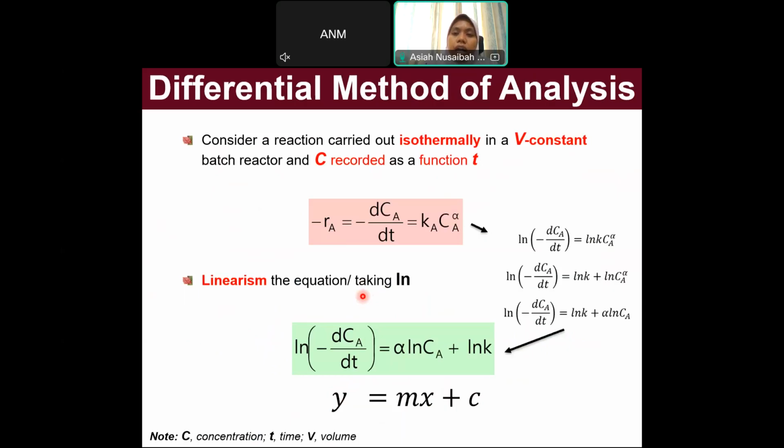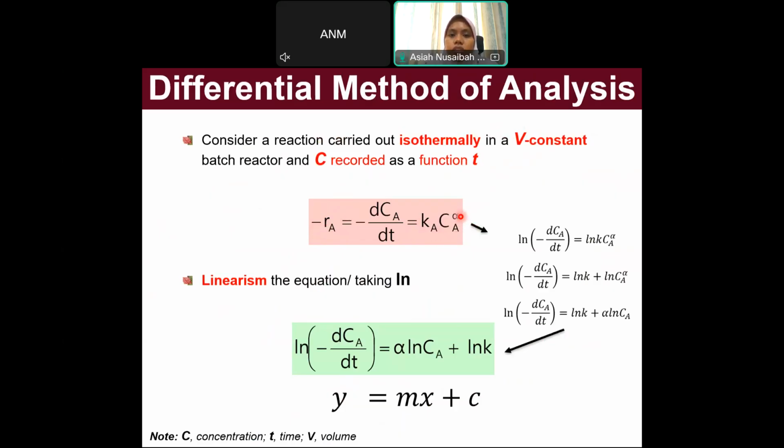How do we find alpha and beta? Here, I'm going to show you how we do the differential method to find alpha and beta. We're going to focus on only one reactant, but you can do the method of excess to find beta with the same steps. Let's say we have a reaction carried out isothermally in a constant volume batch reactor, and we recorded the concentration as a function of time. If we write the rate law, it will be minus rA equals kA CA alpha.